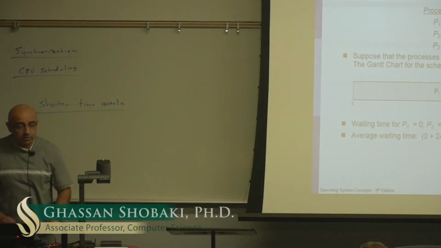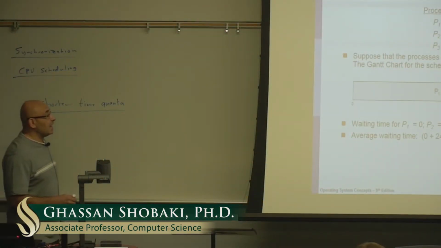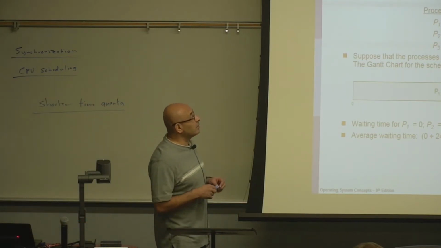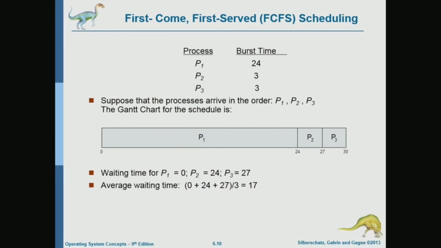So let's now look into our first scheduling algorithm, which is the simplest and most intuitive algorithm, but we don't expect it to be the most efficient one. It's just first come, first served. If you have a bunch of processes like P1, P2, P3, and P1 arrived first, then P2, then P3, schedule them in the order they have arrived. So do P1, then P2, then P3.